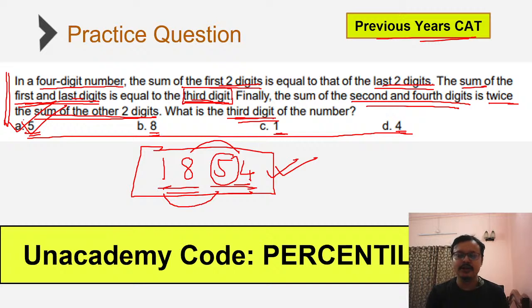Again, utilizing the options is a much smarter and more efficient approach to answering the same question, rather than struggling with forming equations, which will make the process a lot lengthier and more difficult to play around with. So is that clear, everybody, how we can get the answer to the third digit of the number?